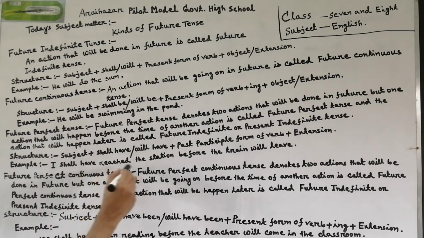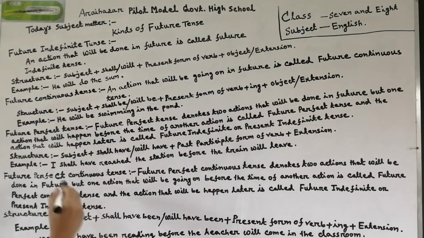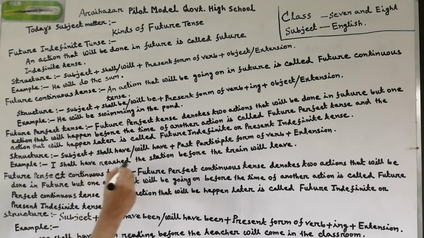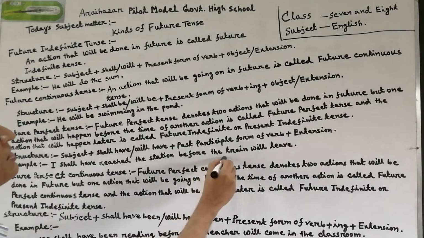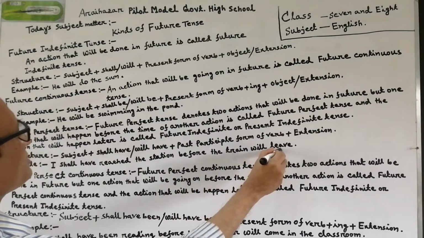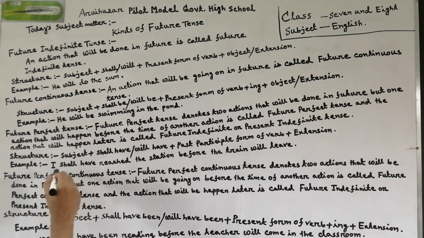Example: I shall have reached the station before the train will leave. Here, I shall have reached the station, future perfect tense. The train will leave, future indefinite tense. Note: the former part of before becomes future perfect tense.